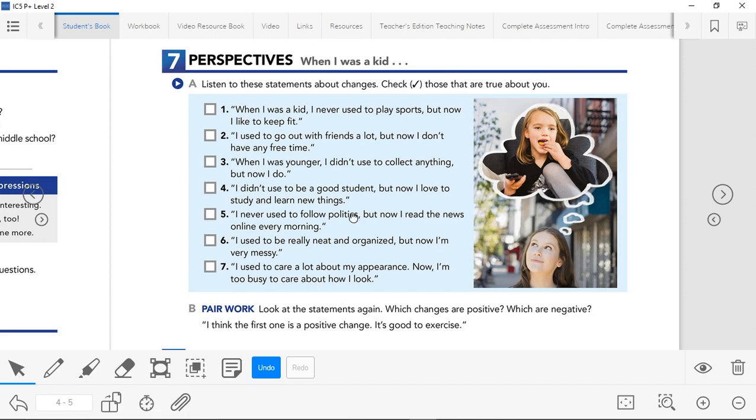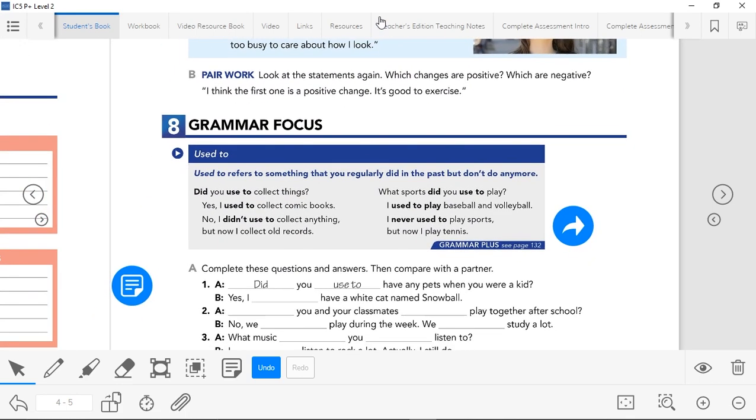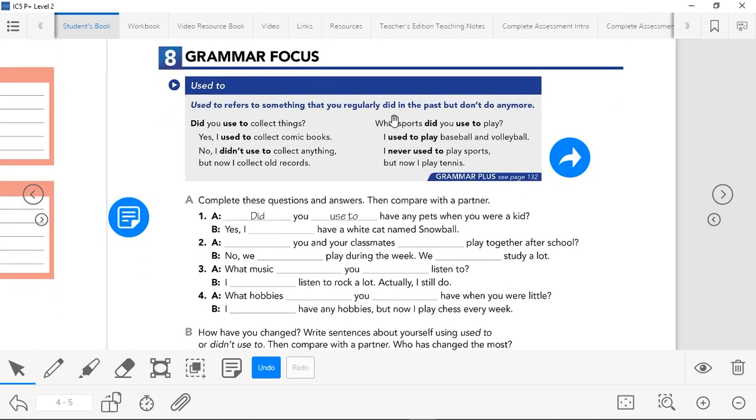And that is the core of used to. Used to refers to something that you regularly did in the past but don't do anymore. You did it in the past a lot, or it was frequent, but now it doesn't happen. That is used to. We use used to for that. I used to do these things, but I am not doing it right now.